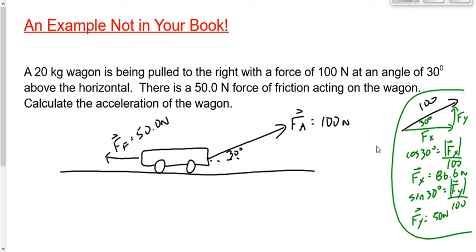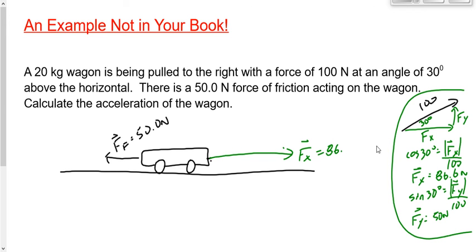What do you want to do now? Okay, so let's replace this with Fx and Fy. Good, I like that too. Is it going to help me? I don't know, but it's really not going to hurt me. Here's Fx, and its value is 86.6 newtons. And here's Fy, value of 50 newtons. Basically, when I pull it at that angle of 30 degrees, it's like I'm pulling it horizontally at 86, and somebody else is pulling it vertically at 50.